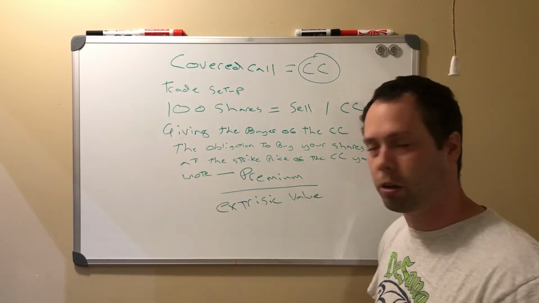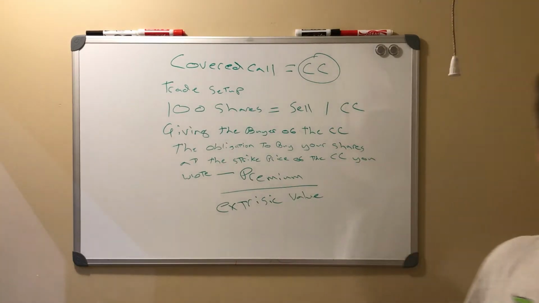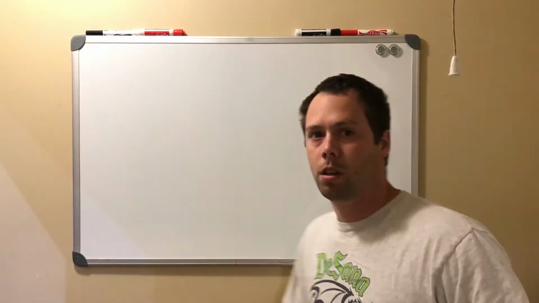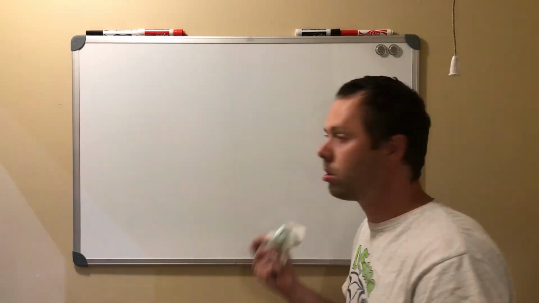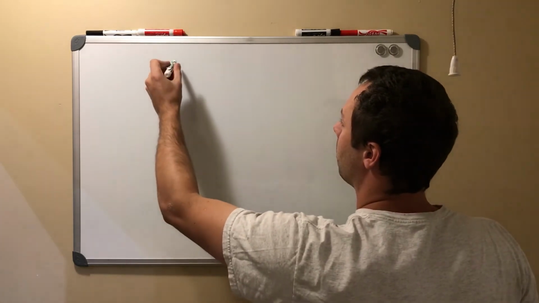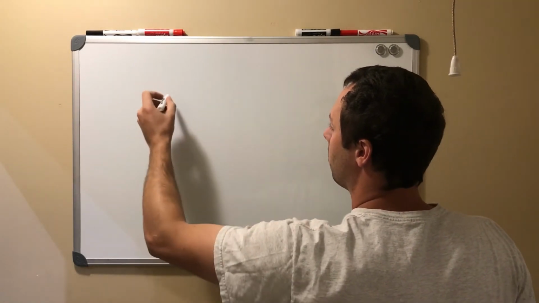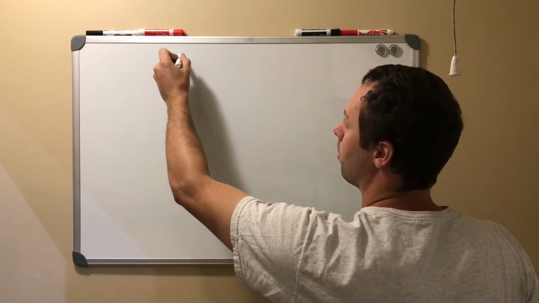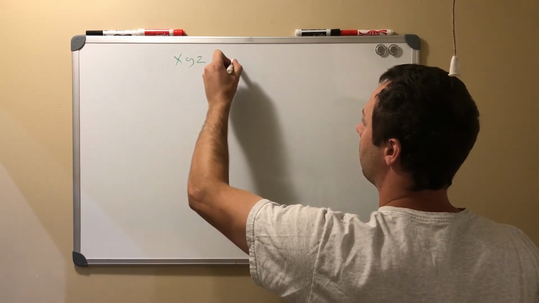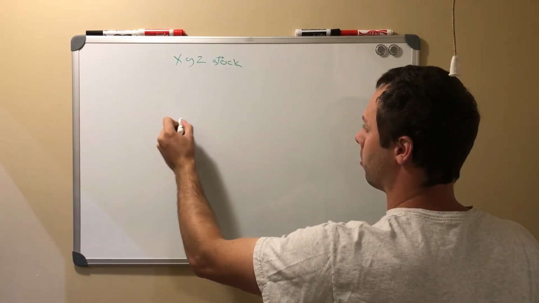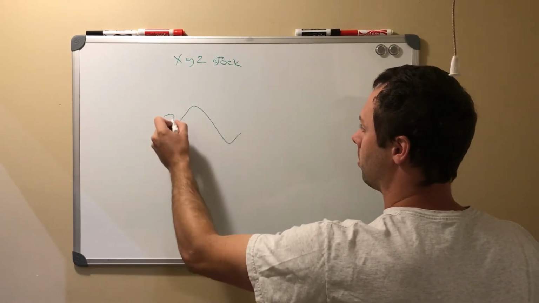And we'll just quickly draw that out on the chart. All right, so we're going to chart out how a covered call works. So let's take XYZ stock, and it's trading at $7.